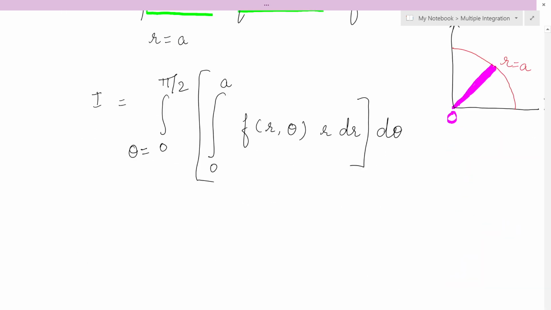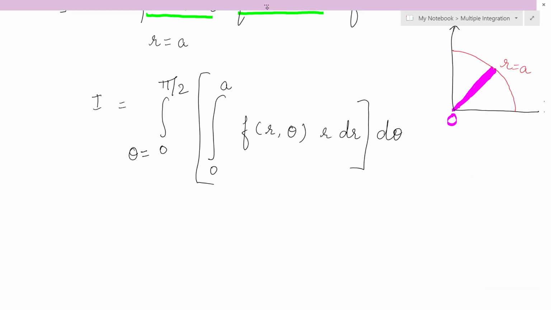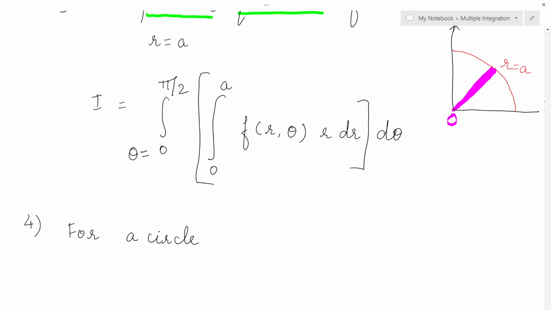Now let us take the next curve. Now we won't take the same curve. Let us take some different curve. The next curve that we take is another circle. Okay, so now we will consider a circle: x square plus y square is equal to 2ax.